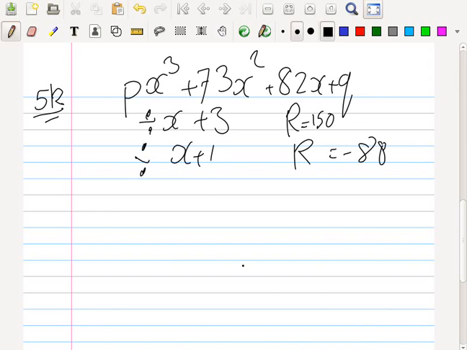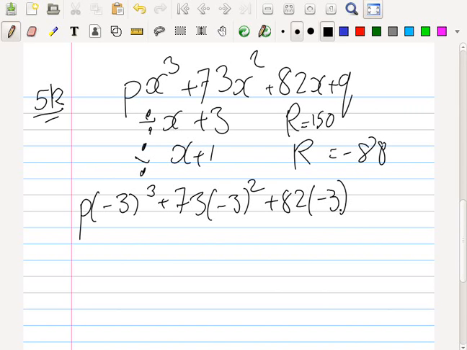Okay, so we've seen this before. Last time the procedure is you replace x with minus 3. So you get p times minus 3 cubed plus 73 times minus 3 squared plus 82 times minus 3 plus q, what should that equal? 150, and I'll just take a calculator, and you can check on your calculator too. So I want you to, yes, thank you. I want you to simplify this for me.